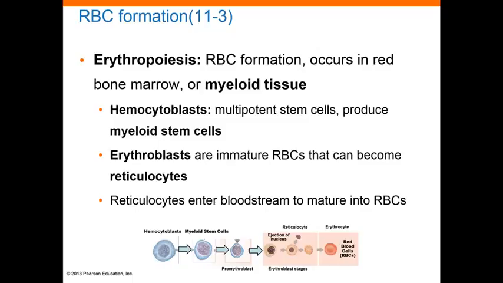These multipotent stem cells give rise to myeloid stem cells, some of which proceed through a series of stages to mature erythrocytes. One such stage is an erythroblast, which are very immature red blood cells that are actively synthesizing hemoglobin. After this stage, the erythroblast sheds its nucleus and becomes a reticulocyte. At this point, they enter the bloodstream to complete their maturation into a red blood cell.